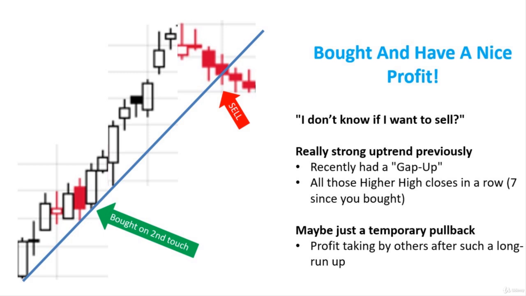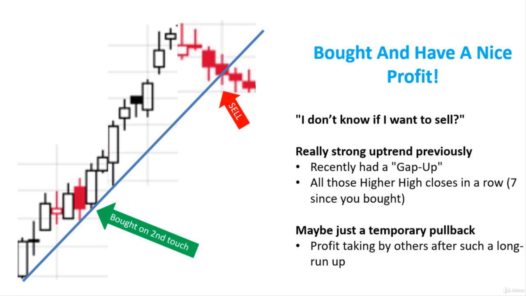It doesn't mean it's necessarily going to keep going up, but it definitely is a good sign that something good is happening. So you had a gap up, and then you also see we have all these higher highs. We have these high closes all in a row, 7 of them since you bought. 1, 2, 3, 4, 5, 6, 7. Since you bought, it kept going up 7 straight times. So that's good too. But now there's this temporary pullback, or maybe it's a temporary pullback, you don't know.